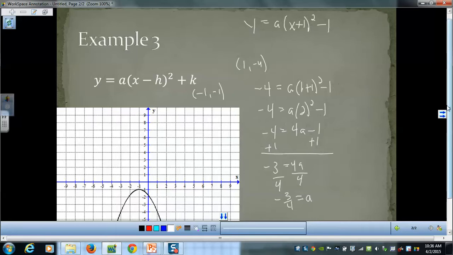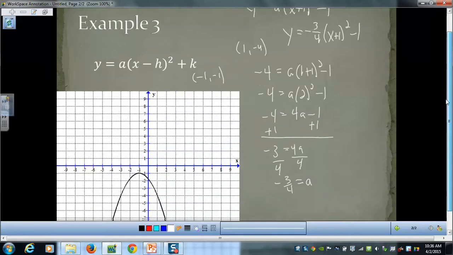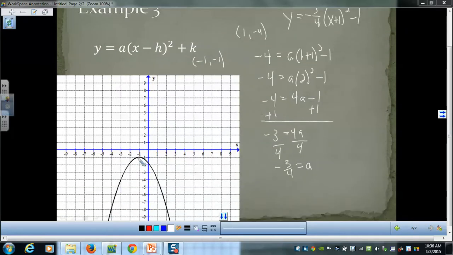It's really okay if you just want to leave this in fraction form. If you want to create a decimal, that's okay as well. So then our final answer would be -3/4, and then x plus 1 quantity squared minus 1. Now once again, notice I should have seen from the very beginning, with our quadratic opening down, that my a value would be negative. So that's a quick, easy way to at least know if you're on the right track algebraically.